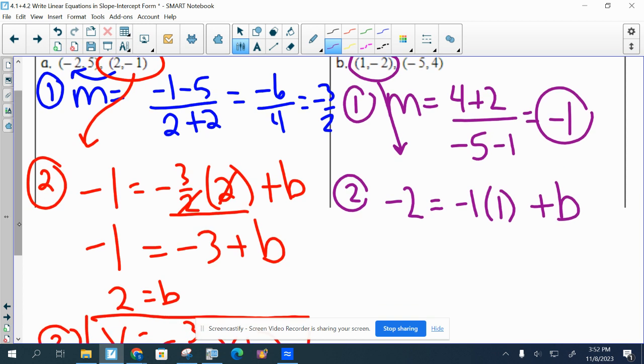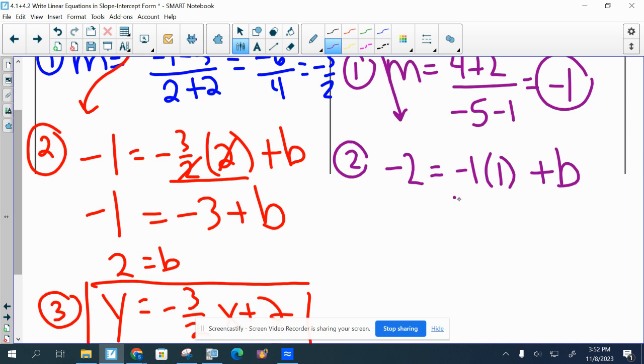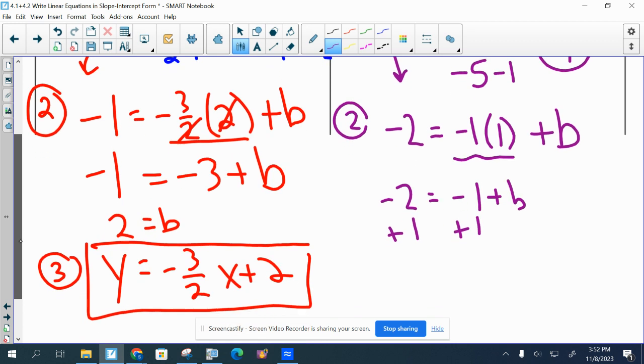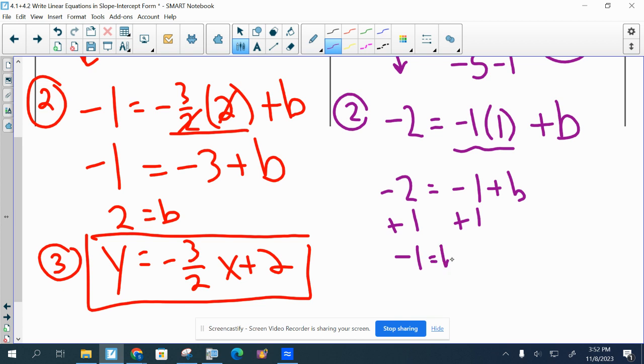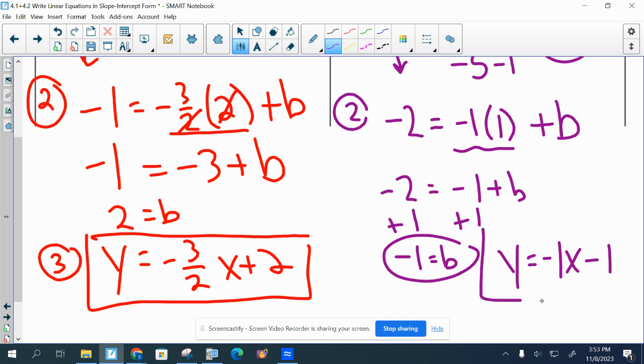Don't forget the plus b part because that's what you're solving for. And then you'll multiply those. That's just negative 1. And then if I add the 1 over to do the opposite, I get negative 1 for b also. So the equation would be y equals negative 1x minus 1. So that has a y-intercept of negative 1 and a slope of negative 1. You do not have to put this negative here. You could just say y equals negative x minus 1 if you want.